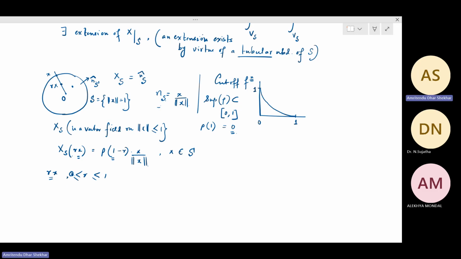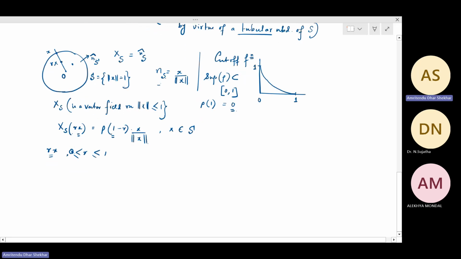So I'm essentially using the cutoff function. Alternatively, you could just express this formula in this way. This is an equivalent way to express it. So for any y in the disk, X at that point y is basically equal to rho of 1 minus |y| times y by |y|.